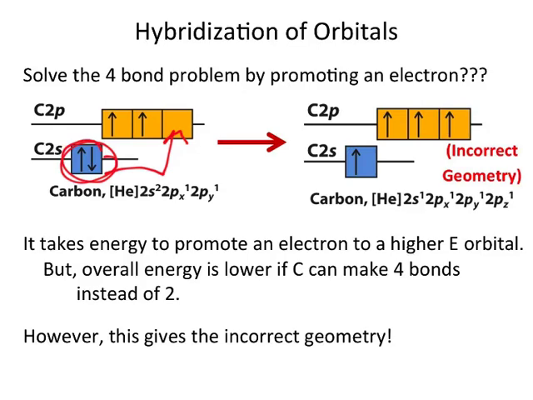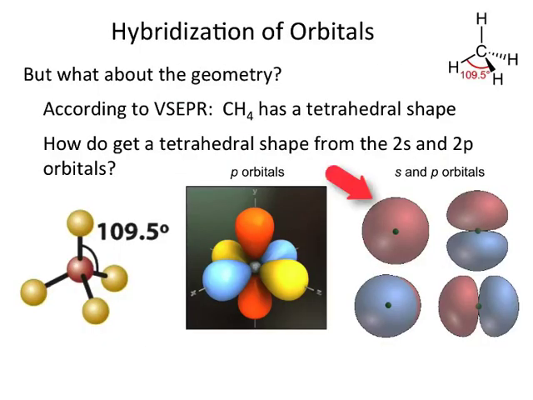Does this work? Well, yeah, you could do this, but you're going to have the wrong geometry. This s orbital is spherical. These p orbitals point along the xyz coordinate axes. And we know from the geometry part and from experimental measurements that CH4, methane, is tetrahedral, where the bond angles are 109.5 degrees apart from each other. And if this forms on the coordinate axes xyz, these ones are all going to be 90 degrees apart from each other. So that wouldn't match the geometry that we know to exist in this system.